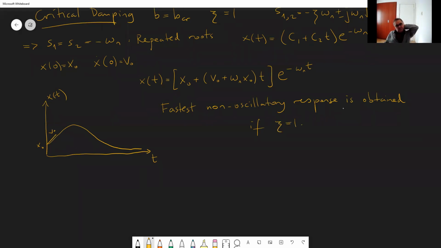So the critical damping is used, for example, in door closing mechanisms, because in that case, the doors close without any oscillation. So you try to get critical damping. So this v0 is the initial slope. x0 is the initial position. But I don't want to spend too much time on critical damping or overdamped systems because they are not really that important in vibrations.